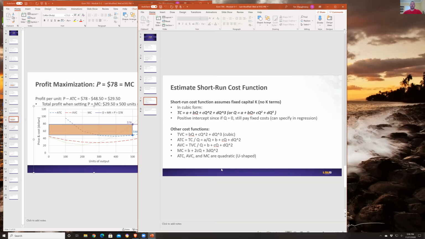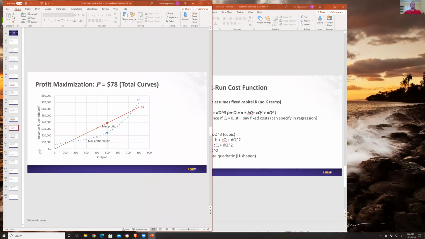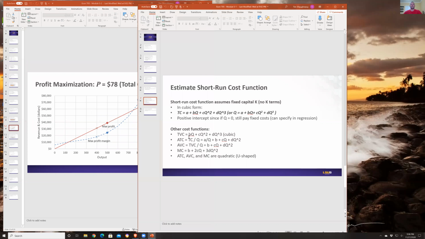But generally, if you have a U shape or a single change of direction in something, then it's best described with a quadratic, or polynomial order 2. If you have an S-shaped sort of thing, like most of our total cost curves have been, then those are best described as cubic functions, or polynomials of the third order.